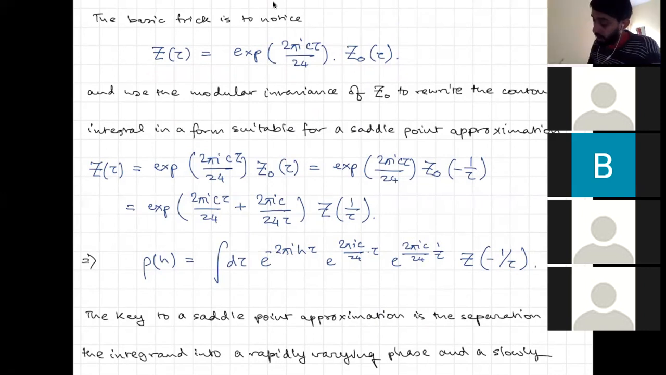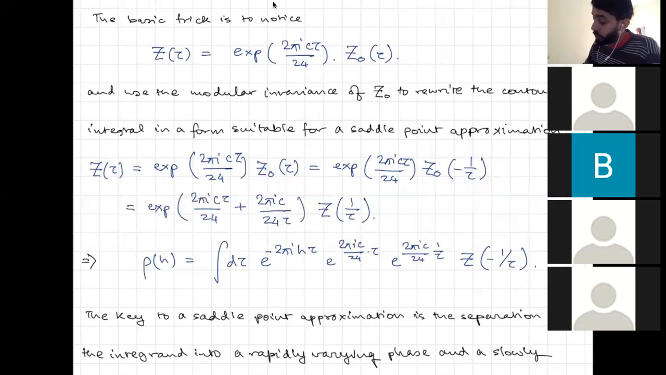So, okay, z of tau is equal to this. Now, that's the first line here. Now, remember, z naught of tau is equal to z naught of minus 1 over tau. So that's what this particular replacement is. I've just replaced this guy with this.